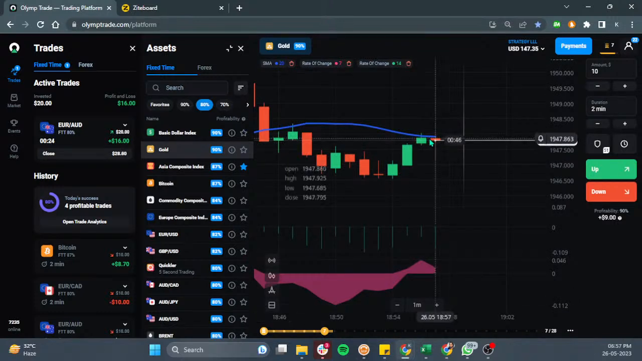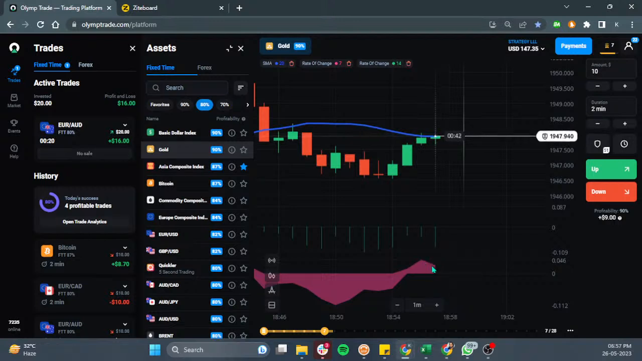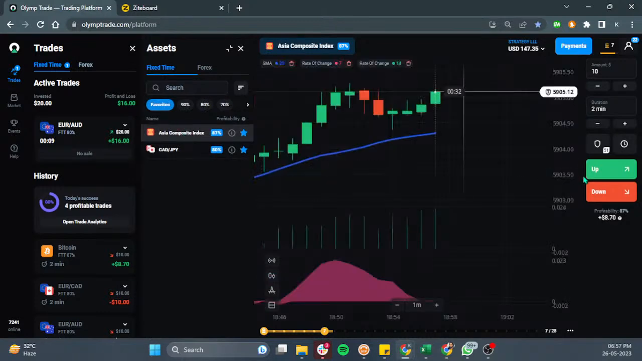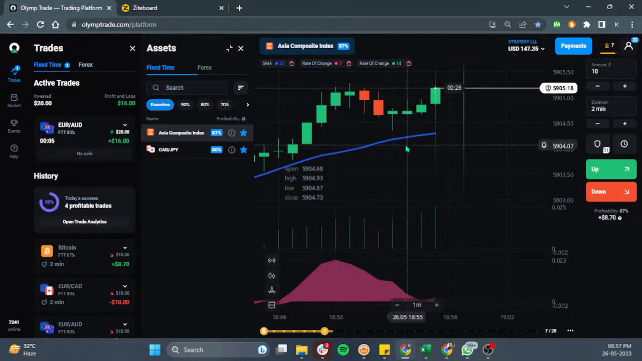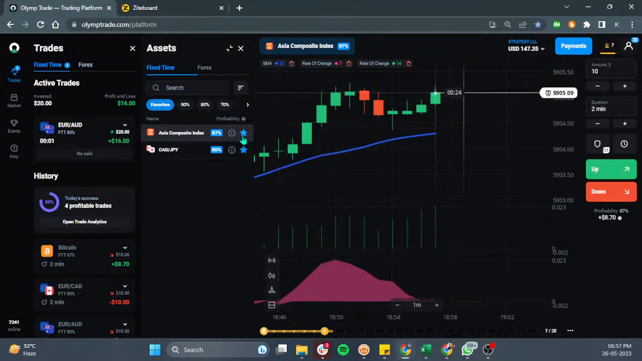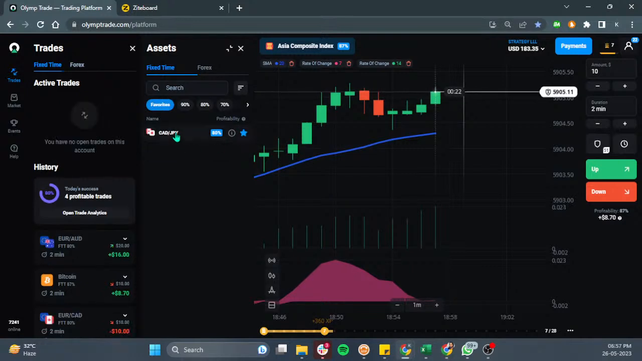There's a possibility, but let's see, because this is downward, this is upward, and the trend is downward. So it might come downward soon. Let me see my favorites once. Asia Composite Index. No. But of course, at that moment, you were absolutely right. There's a possibility for crossing to happen. So I think you're going great in terms of understanding the concept. That's wonderful.